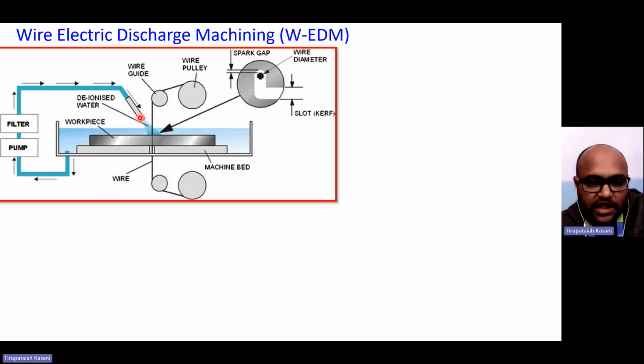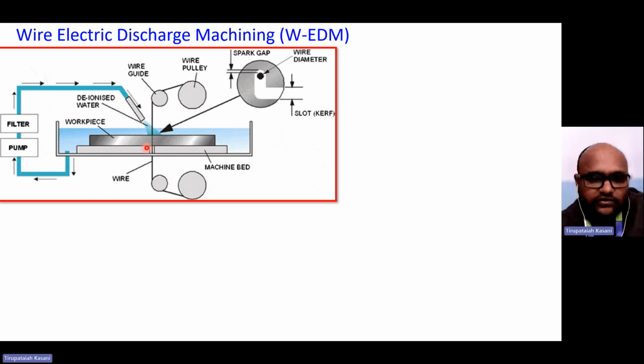However, there is a continuous supply of the dielectric medium, and the wire is also immersed here. The typical diameter of this wire is 0.25 mm, so you can imagine how small the gap is. In that small gap, a high energy spark is generated, causing melting, and the molten metal and material get removed from that region. We have already seen that 10,000 degrees is the temperature.